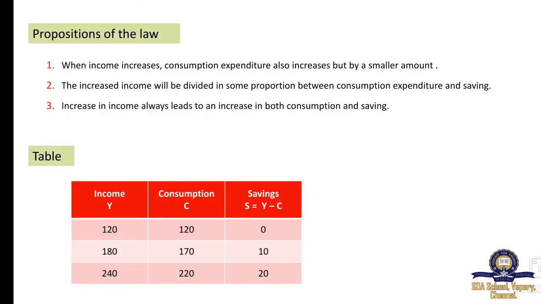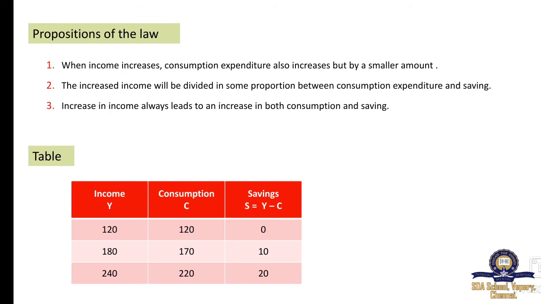Now we will see the propositions of the Keynes law of consumption. There are three propositions. First one is, when income increases, consumption expenditure also increases but by a smaller amount. Second point is, the increased income will be divided in some portion between consumption expenditure and saving. Third proposition is, an income increase always leads to an increase in both consumption and saving.